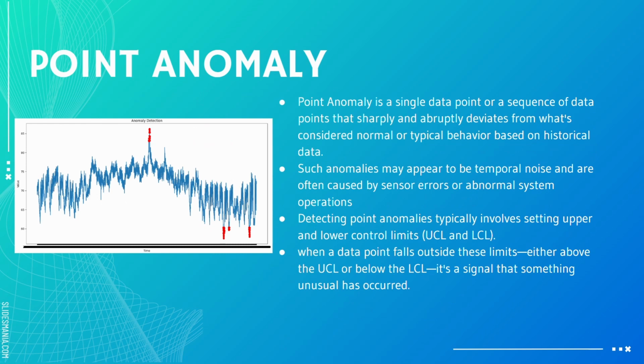So first, what's the point anomaly? It's a single data point that sharply or abruptly deviates from what's considered as a normal behavior based on historical data. It's like an outlier in the data. Such anomalies may appear to be temporal noise.